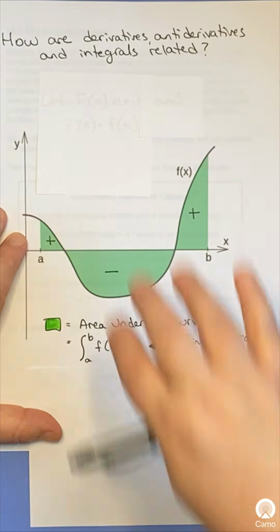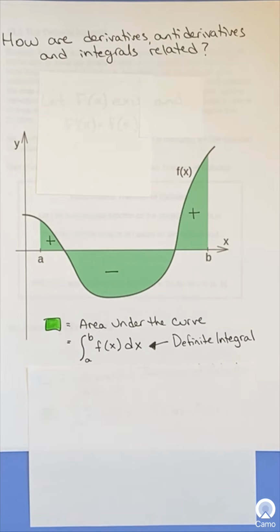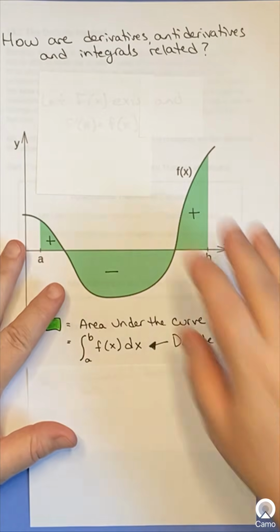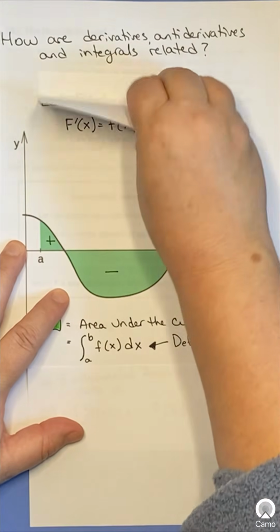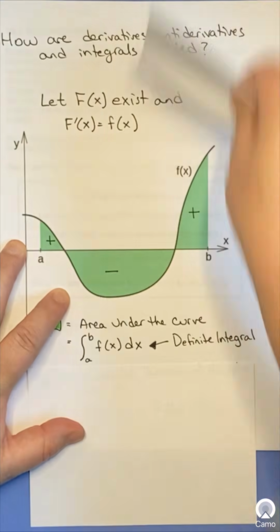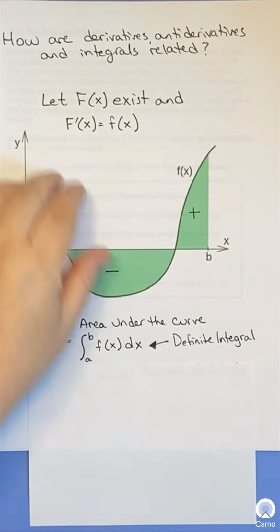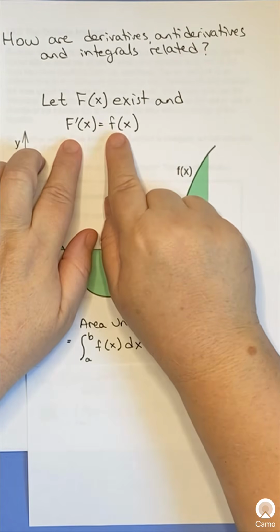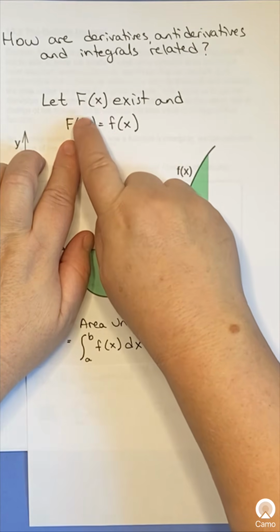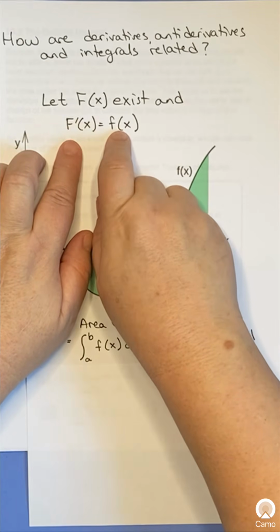Now, I've got a bunch of papers here because then we say, okay, let's imagine now another function. And this function is going to be related to f. I always think of it as like a parent of f. It is the antiderivative of f. So if you take the derivative of capital F, you get lowercase f.